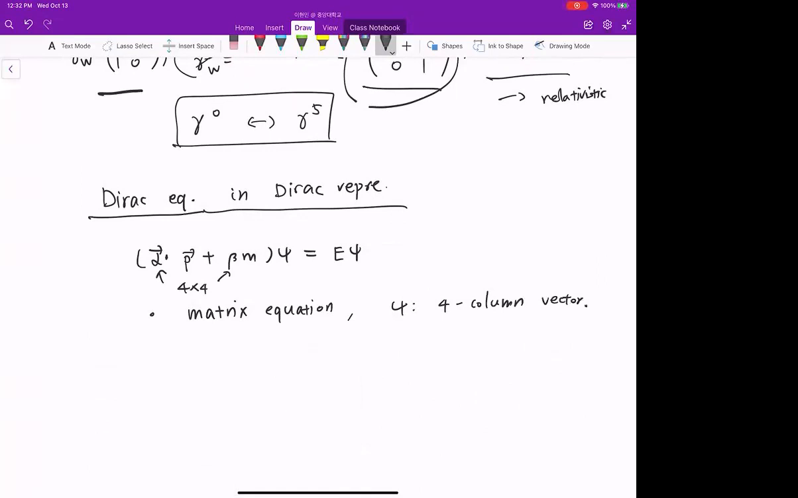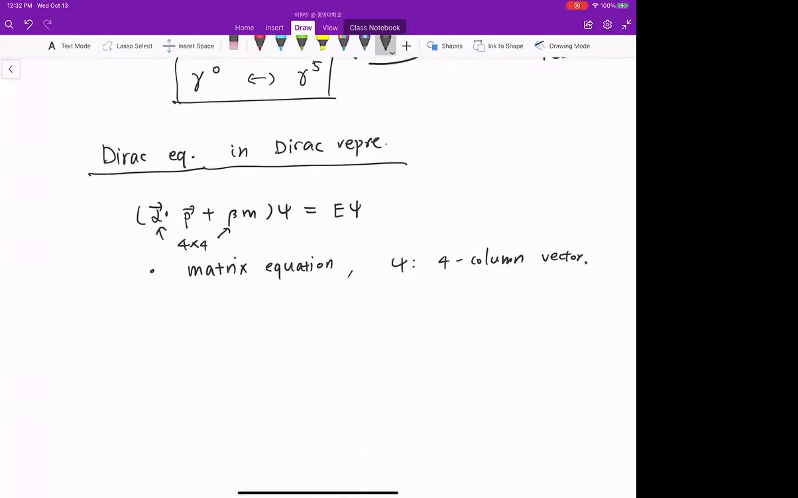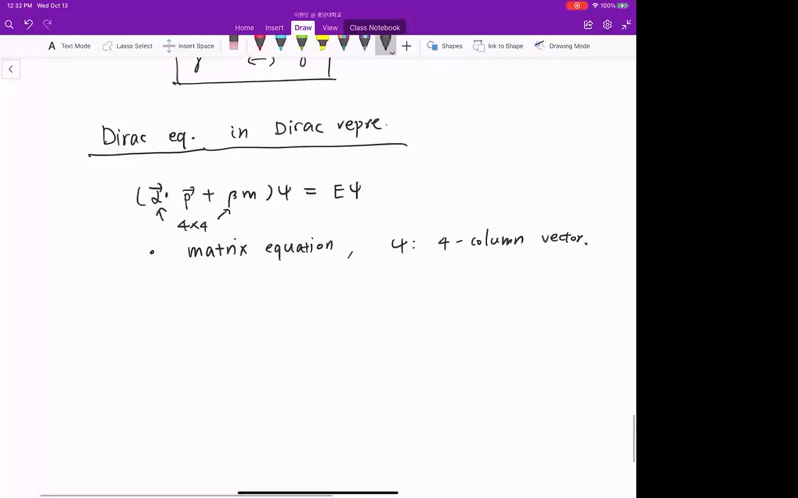And then you can look for the eigenfunction solution to the Dirac equation. You can look for the general solution as a plane wave solution, which takes this form e to the... Actually, here we already have a time independent Dirac equation.